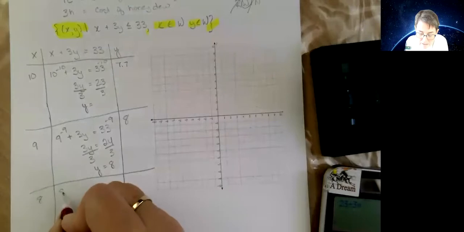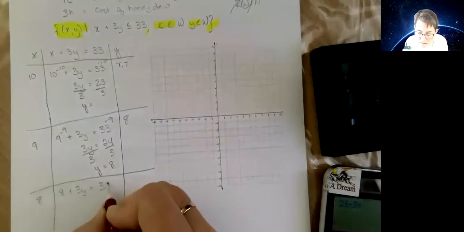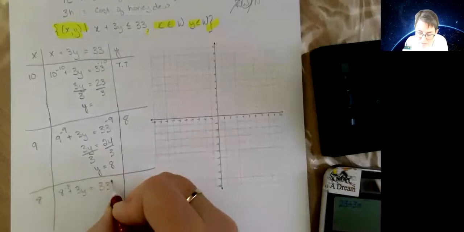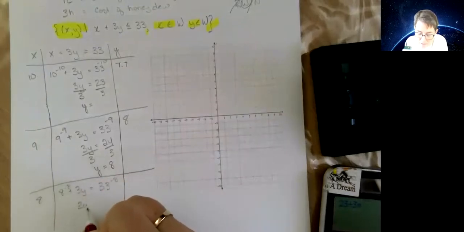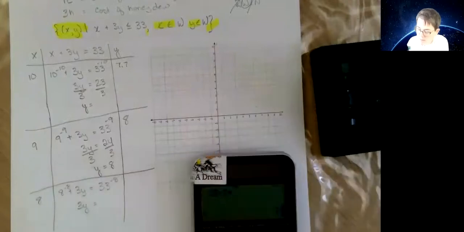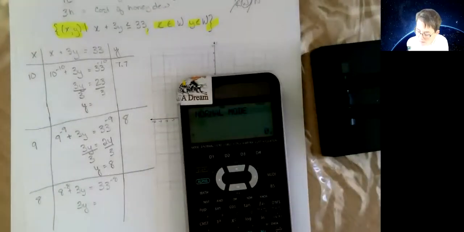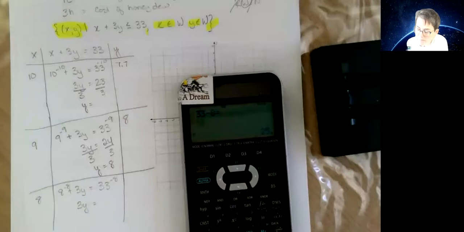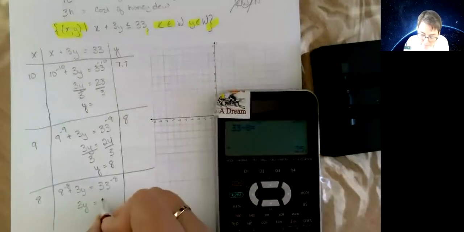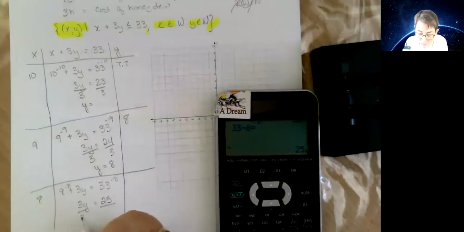8. So 8 plus 3y is 33, minus 8, 3y, what's 33 minus 8? 25. Anyhow, it's 23, 25. Guess I should have seen that pattern. Divide by 3, so y is 8 1/3, 8.3.